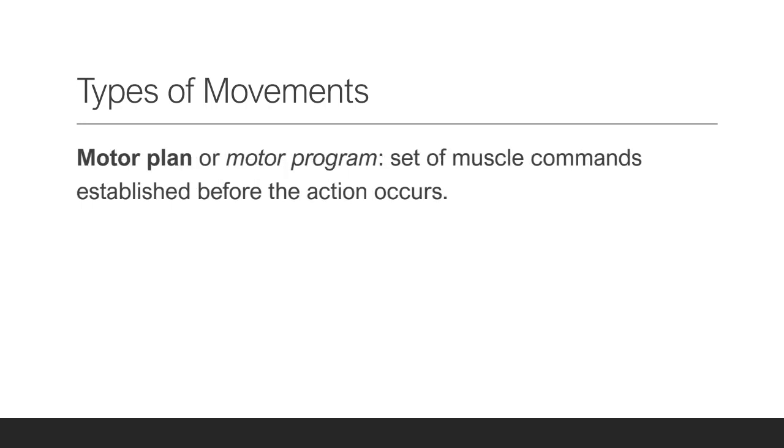And then the larger category of movements that we have are motor plans or motor programs. These are our more complex types of voluntary movements that are comprised of sets of muscle commands that are planned or established before the action occurs. So we've got reflexes, movements that don't require the brain, and motor plans or motor programs, voluntary movements that do require the brain.